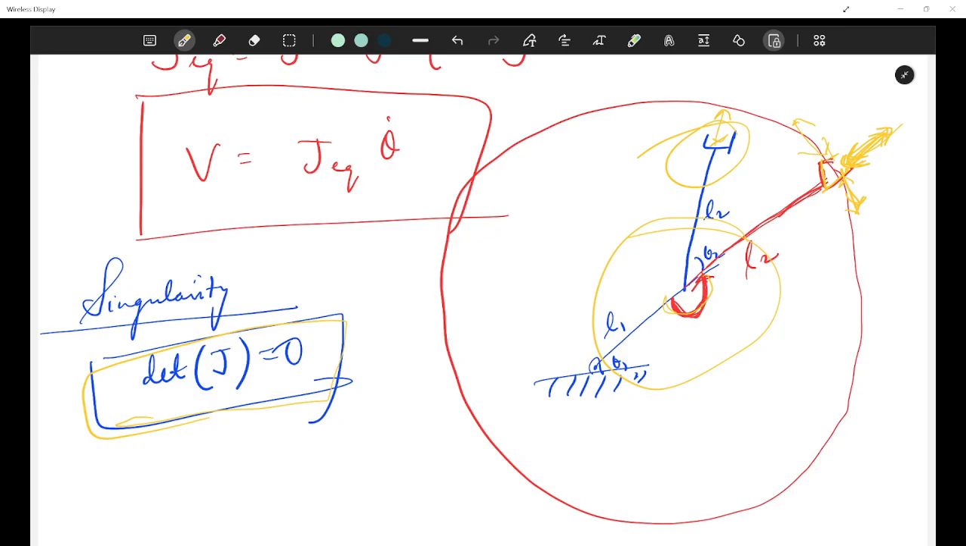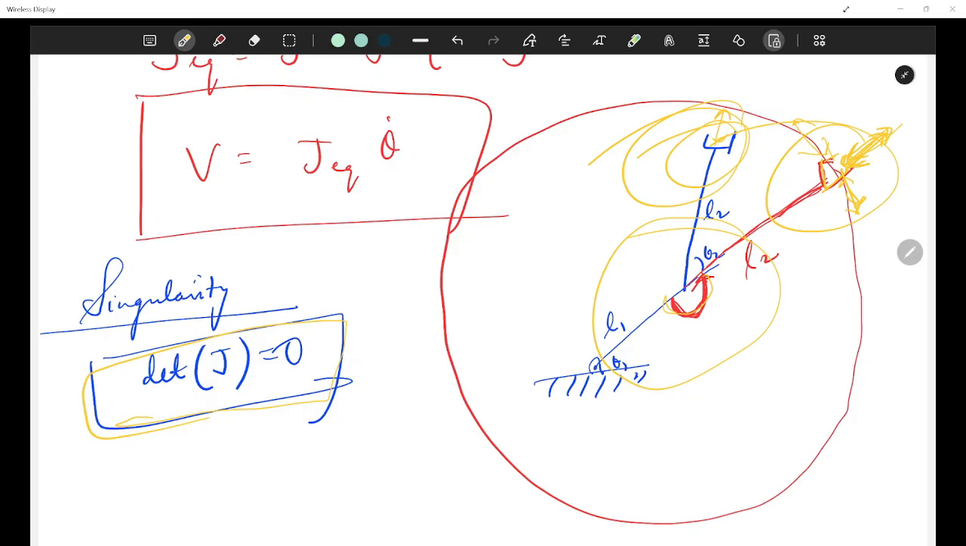So singularity is a property of configuration and it is not just a property of robot design. The configuration you are in actually decides if you are in a singular configuration. It has something to do with the design of a robot, but not only the design, because in this case you don't have singularity, but in this case you have. It is because it is in this particular configuration.